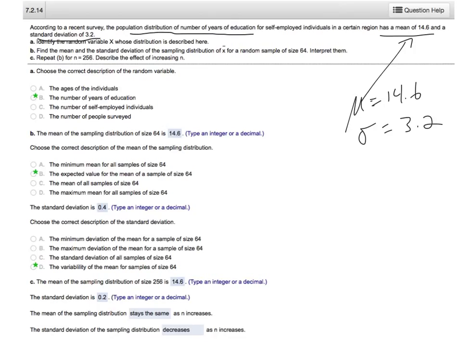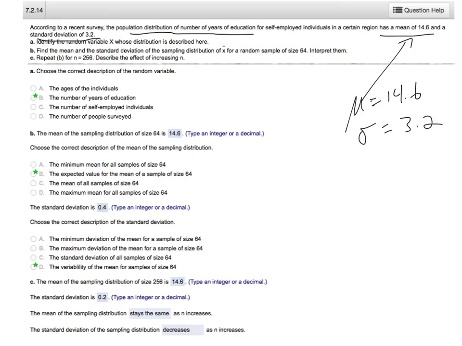So in other words, if it were possible to send out a survey to every single self-employed individual in this region, what would we ask them? We would ask them for the number of years of education, and they would all write that down, and we would get all those answers back. Each one's a number. We would take the average of those numbers, and it would be 14.6, and the standard deviation of those numbers would be 3.2. So hypothetically, that's what mu and sigma represent, if we could actually ask everybody.